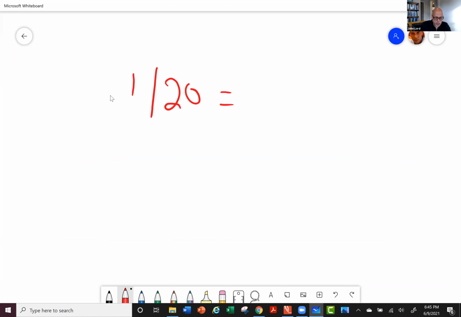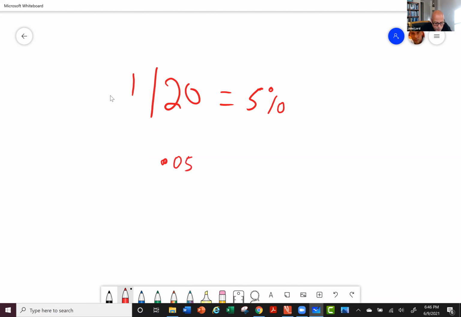1 out of 20 means I've looked at what? 1 divided by 20 is... caught you, busted you, not paying attention. 1 divided by 20 is what? 5%. 5%. Okay, good. So I've looked at 5% of this population, okay? And so what they're telling me is what?